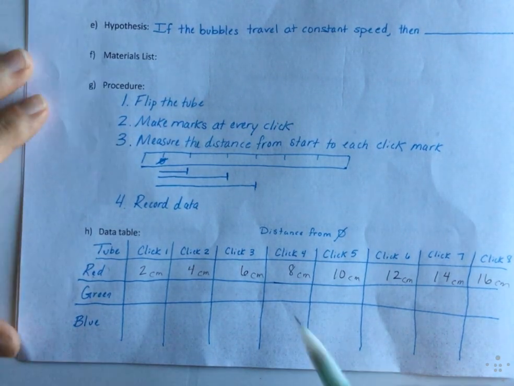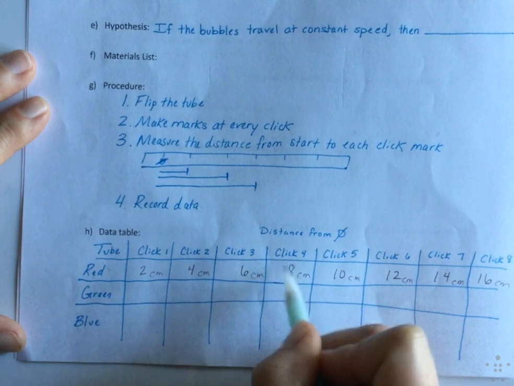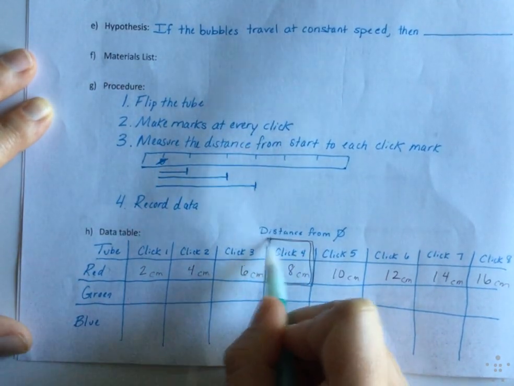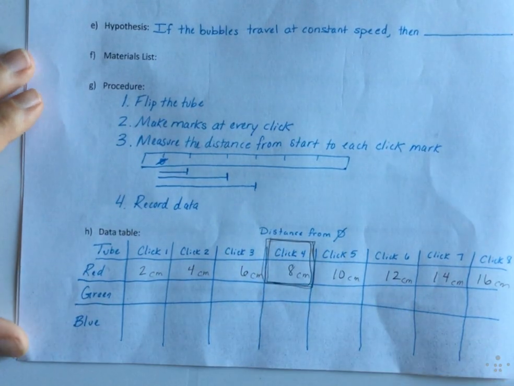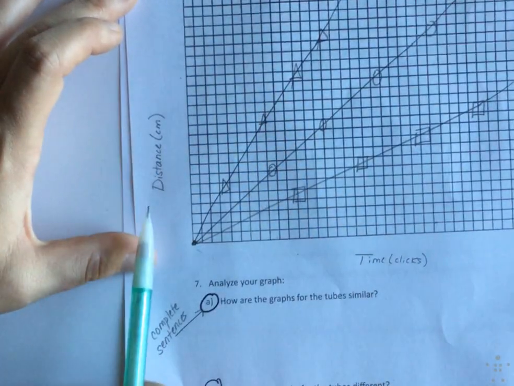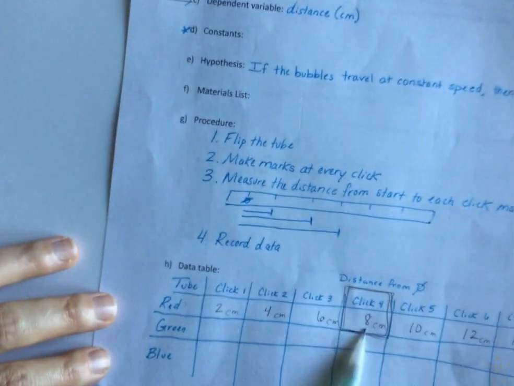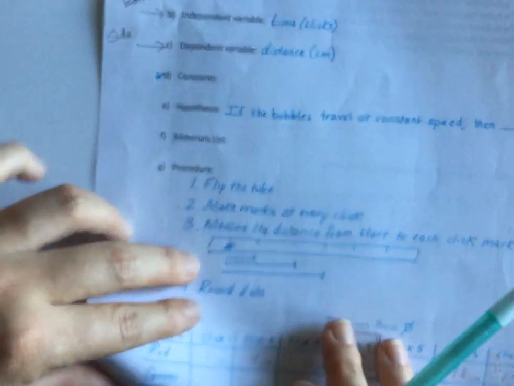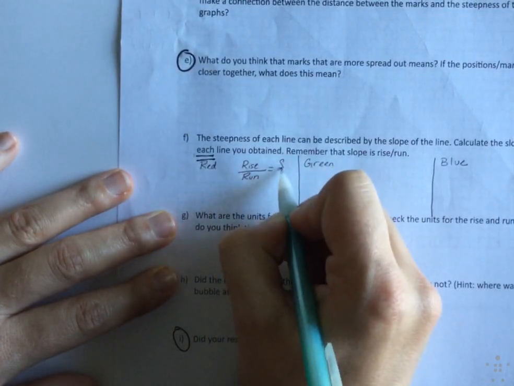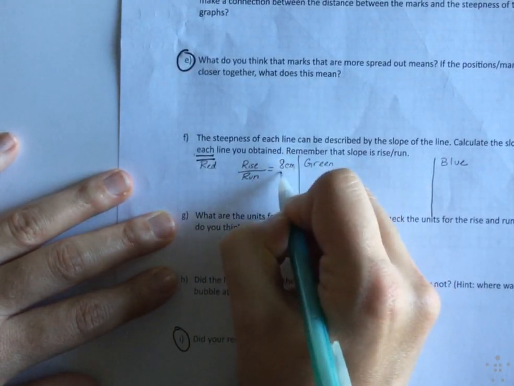So I'm going to go ahead and pick this point right here. I'm going to draw a box around it because that's the one I'm going to use. And we said that the rise is going to come from the side of the graph here, because that side of the graph rises. So I need to look at my distance first. So the distance at that point is 8 centimeters. So my rise is 8 centimeters.